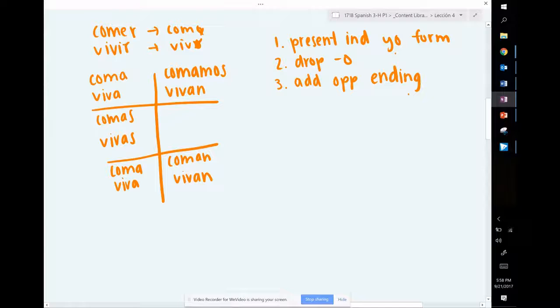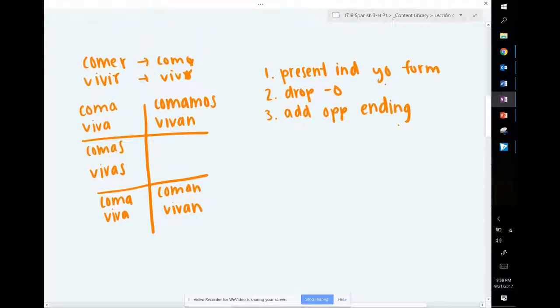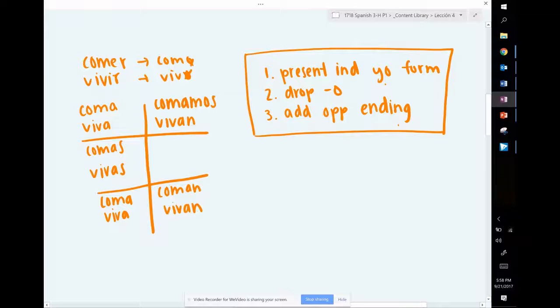Now this should be kind of ringing little bells in your head. Some alarms should be going off. What else is formed like this? We just talked about it. What else is formed like this? Ha! Usted and ustedes commands. Usted and ustedes commands are formed like the present subjunctive. Okay? Follow that same concept of the present indicative yo form, drop the O, add the opposite ending.